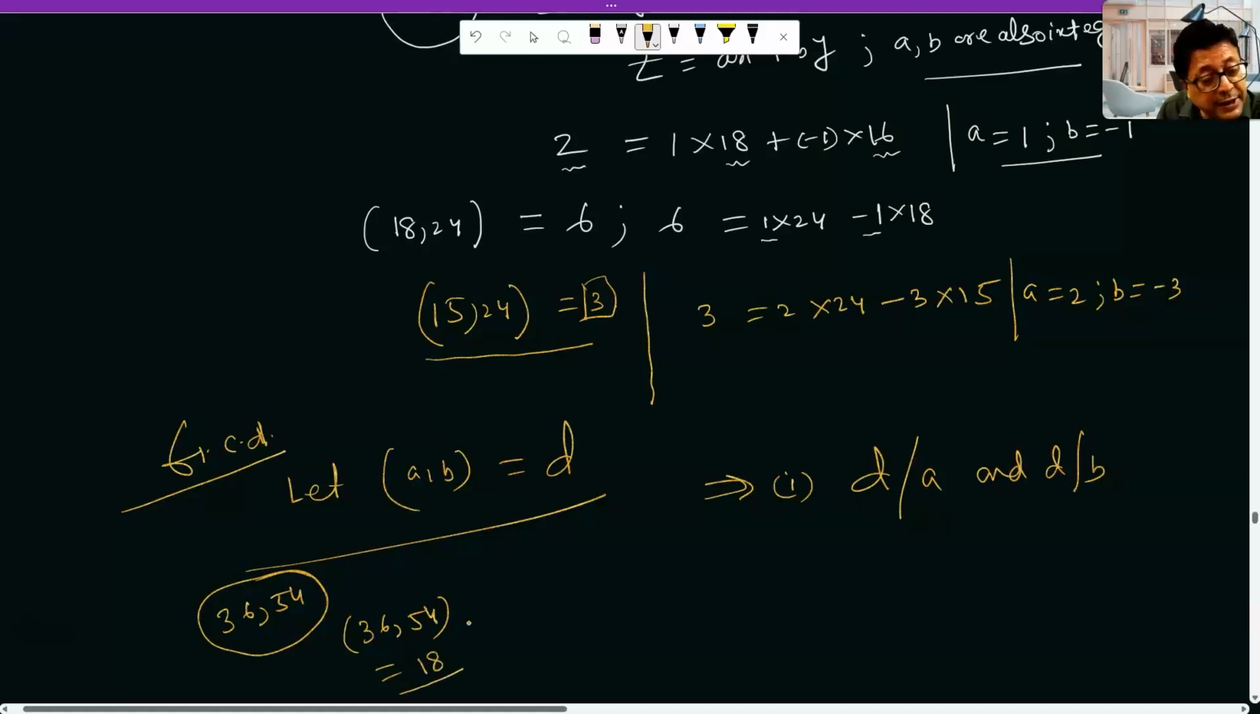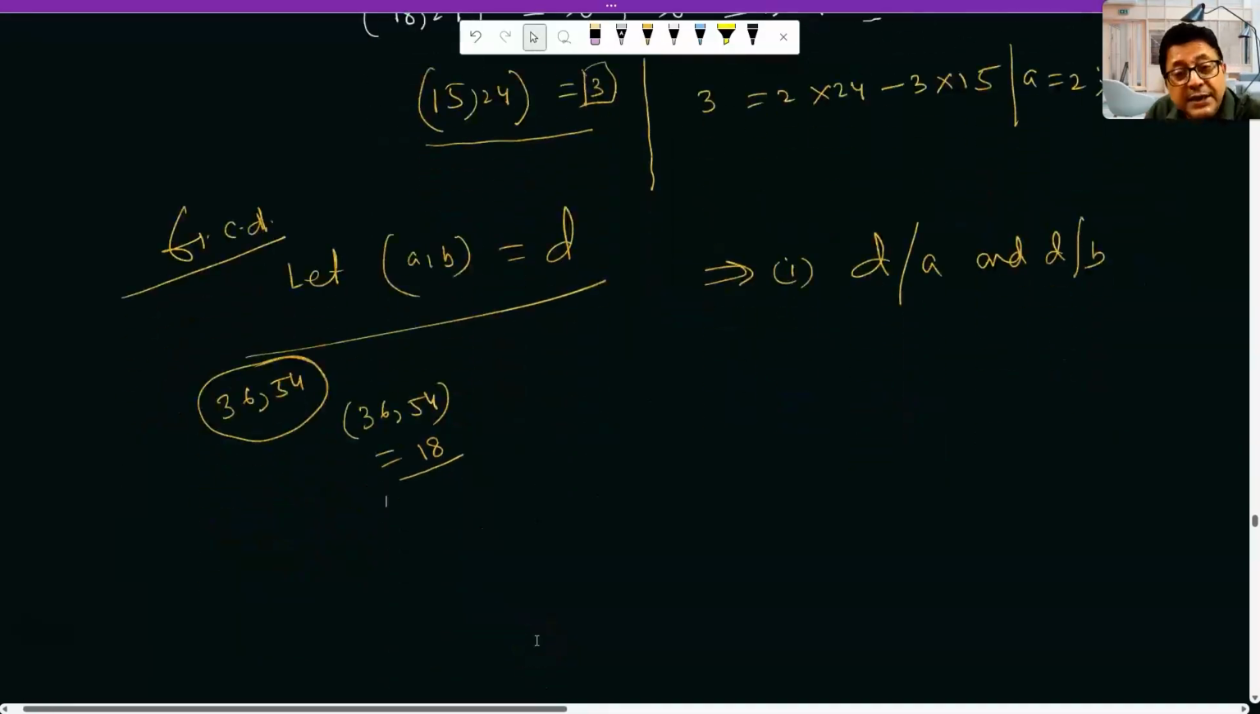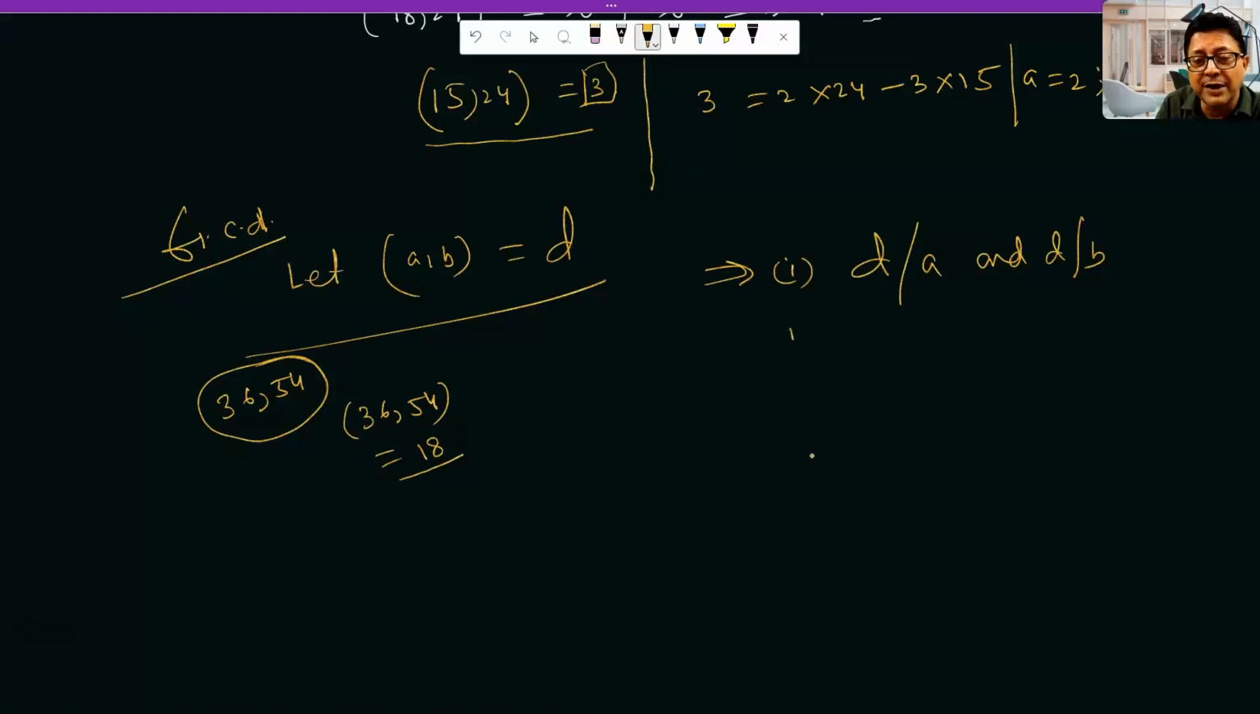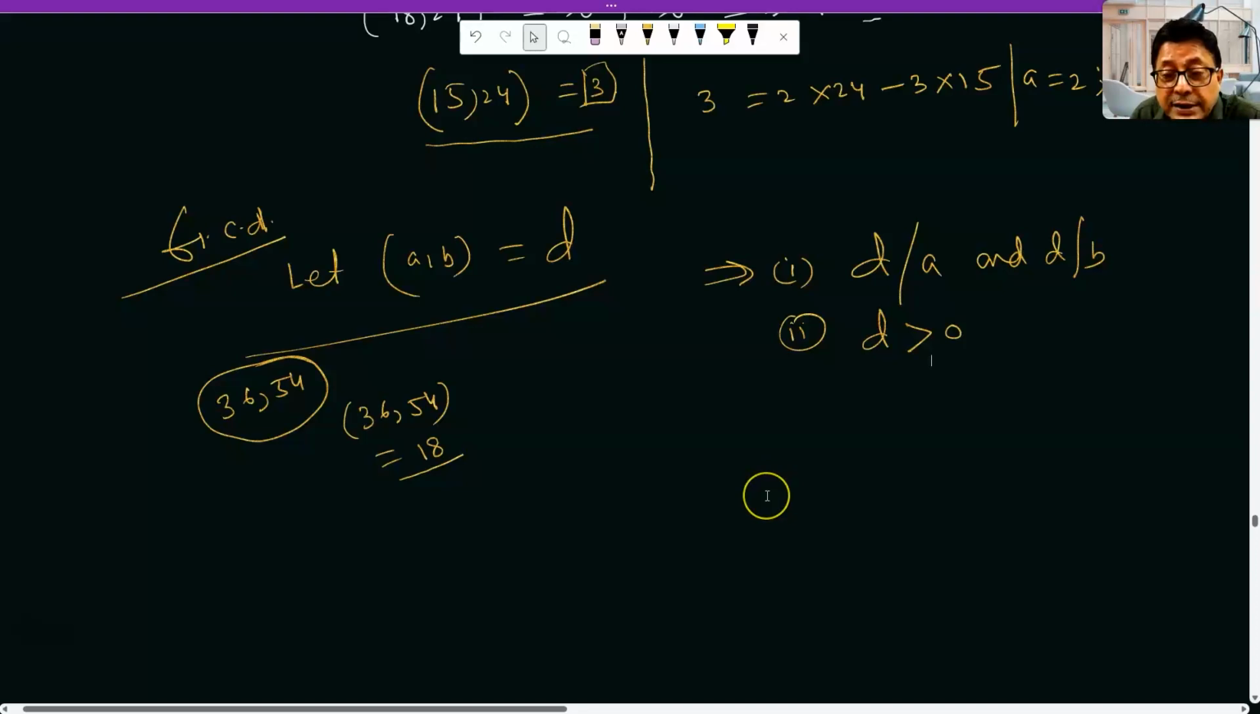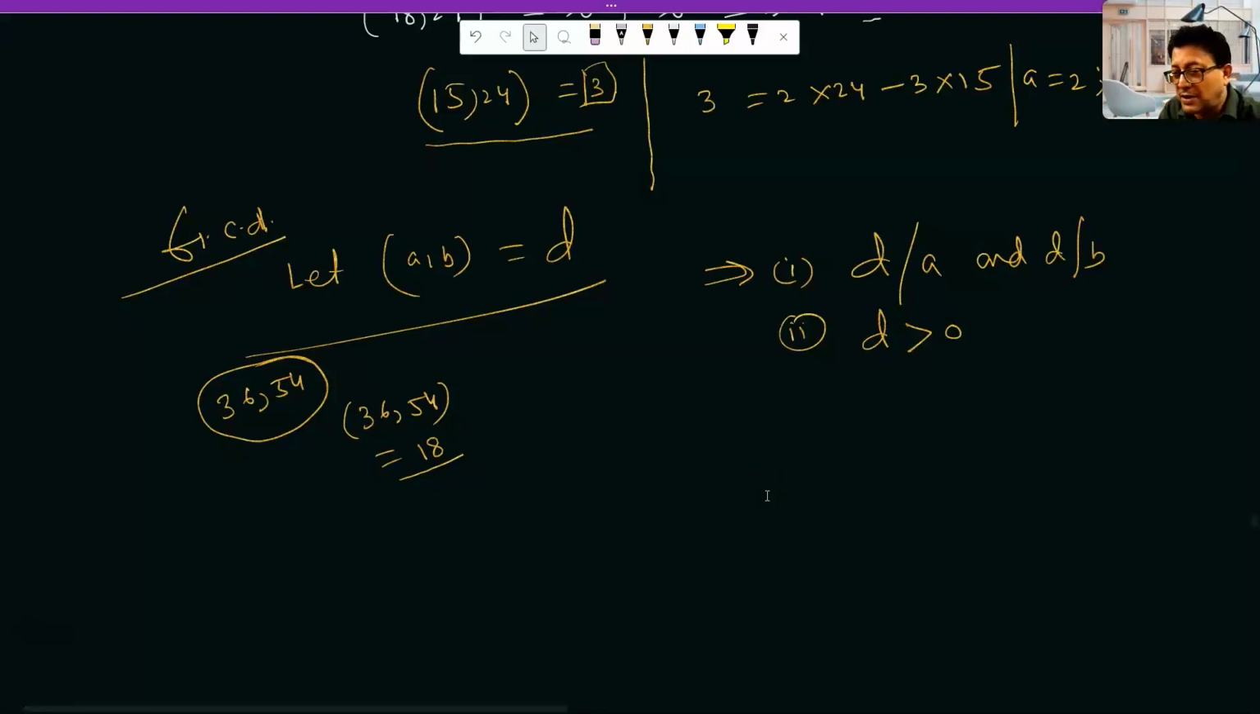So, 18 is the greatest integer which is dividing both, and 18 is a positive number. So, if we say that GCD of A and B equals D, then the first condition is D must be a positive quantity. D must be greater than 0. That I am also adding here. D can never be equal to 0. Can it be 0? No. Because if D is equal to 0, then 0 is going to divide the other numbers. That is not possible in mathematics.